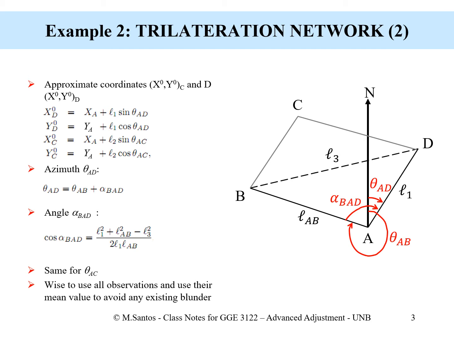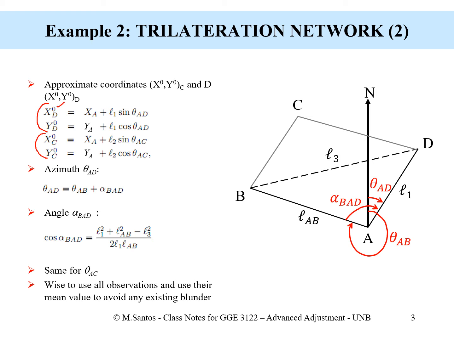The coordinate of a point, for example, x of D, is the coordinate of the known point xA plus the distance multiplied by the azimuth between A and D. And so we have to do that for x and y, and for points D and C. Here I'm following this order. The knot here represents approximate value.